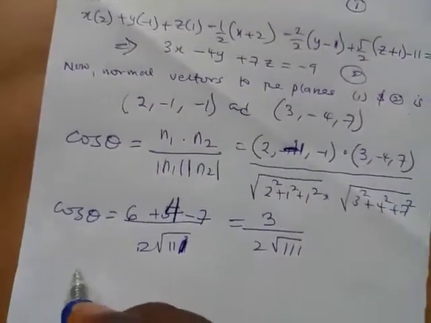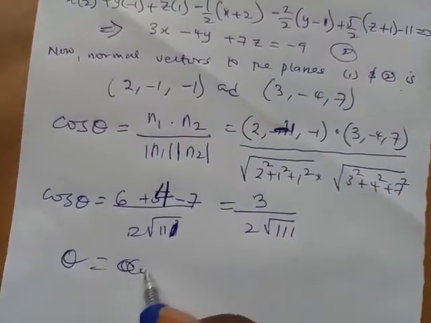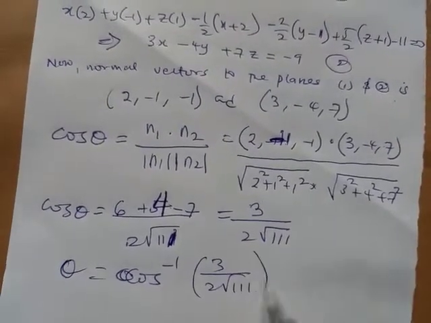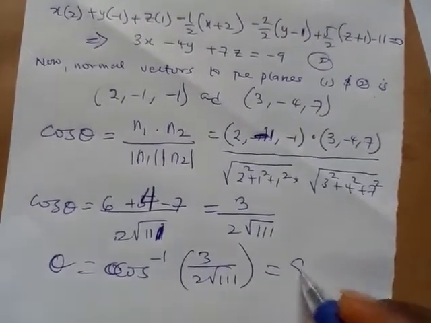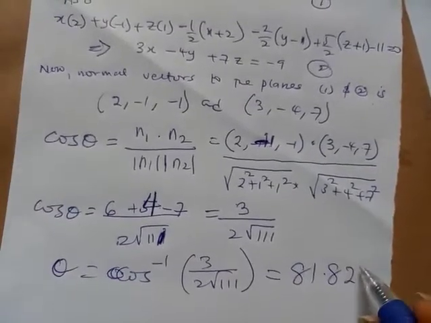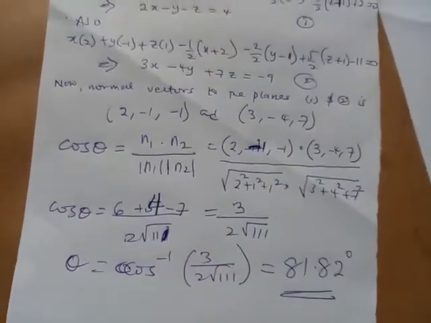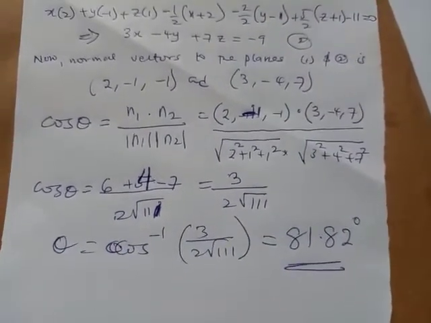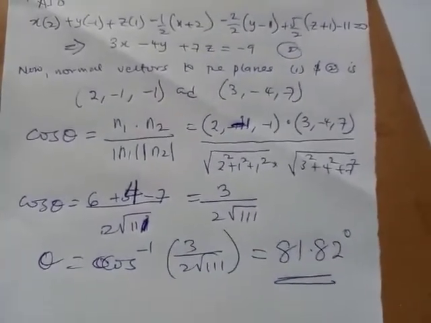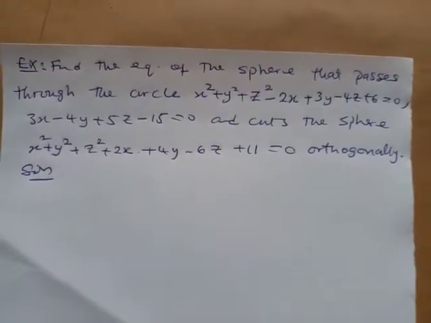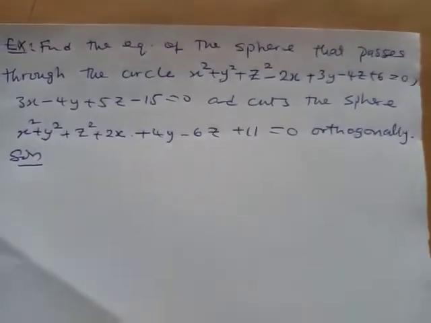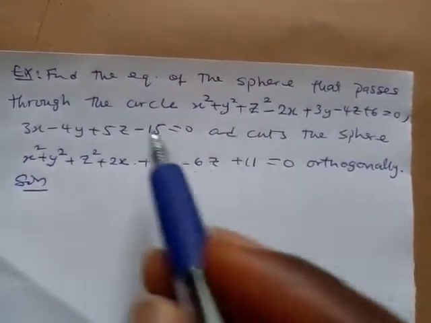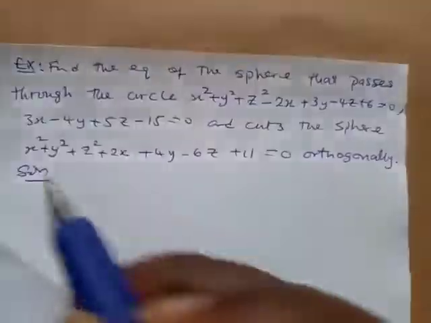From this we can see that our theta is arc cos of 3 over 2 root 111. By the time we finish this on our calculator, we should have 81.82 degrees. That will be the angle between the two spheres. Let's take another example. We have another example here. We have to find the equation of a sphere passing through this point, this circle.